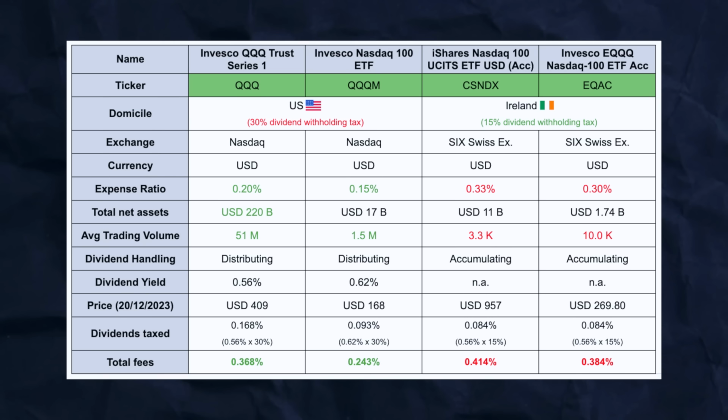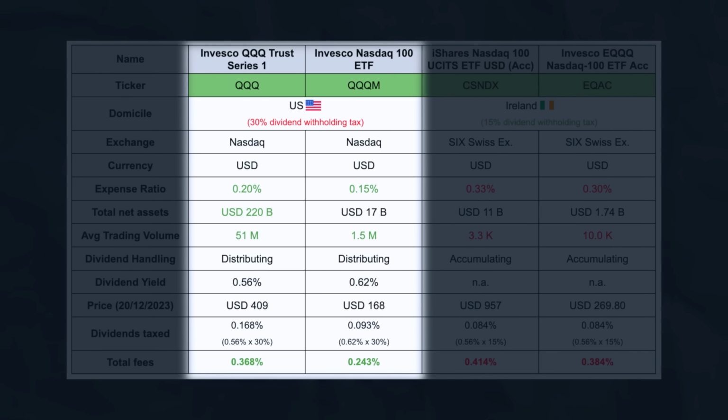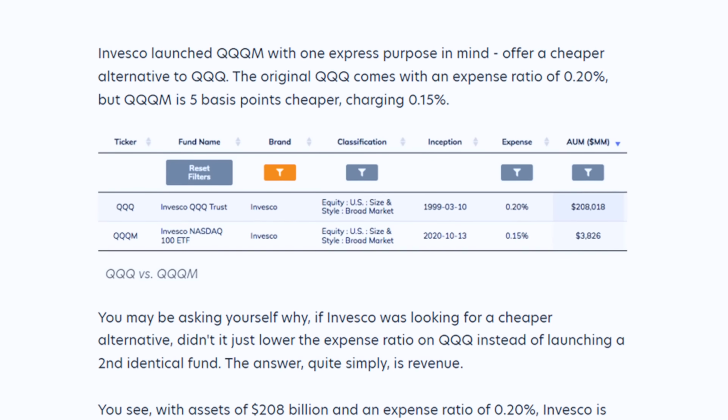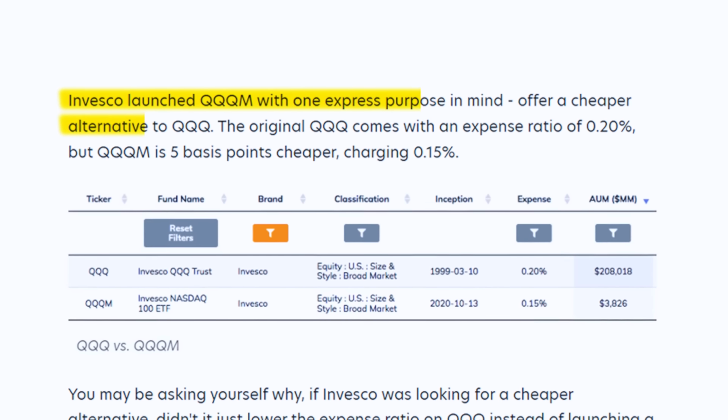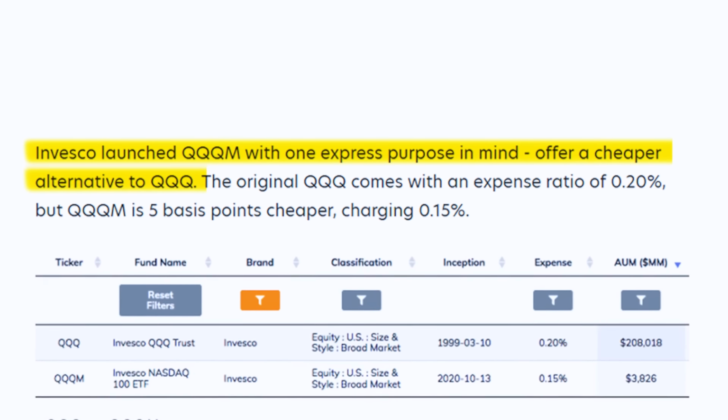Now, let's say you decide to invest in an US domiciled ETF. Is it better to invest in QQQ or QQQM? But first, why are there even 2 ETFs? That's because Invesco, the company behind the fund, wanted to offer a cheaper alternative to QQQ.